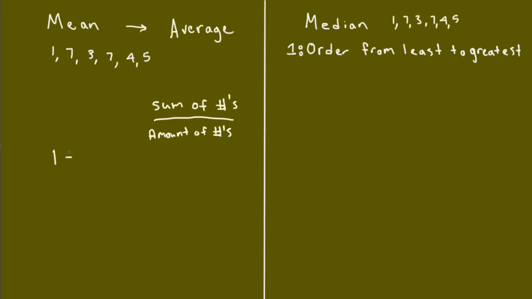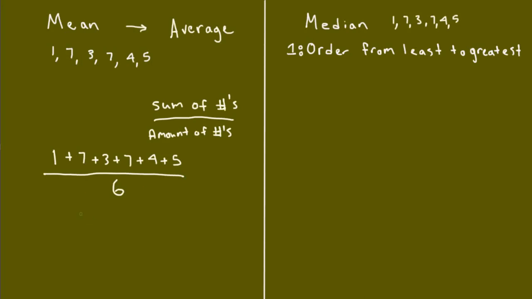First, we have to add all of our numbers. So 1 plus 7 plus 3 plus 7 plus 4 plus 5. So this is our sum of all the numbers. And we're going to divide that by the amount of numbers we have. We have 1, 2, 3, 4, 5, 6 numbers. So you divide that by 6.